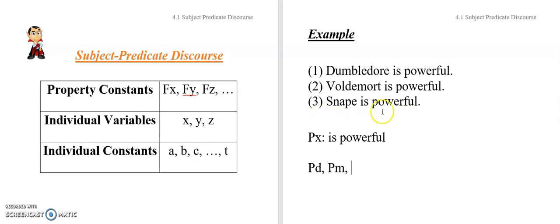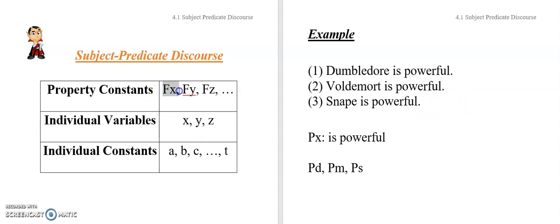And similarly, we could do this. Ps, Snape is powerful, okay? So this all by itself is a sentence. This all by itself is a sentence. This all by itself is a sentence. Notice there's something that can be true or false, okay? "Is powerful" is not a sentence. That's not something that can be true or false. It's the form that a sentence has, right? It's the form of this sentence, and it's the form of all three of these sentences.